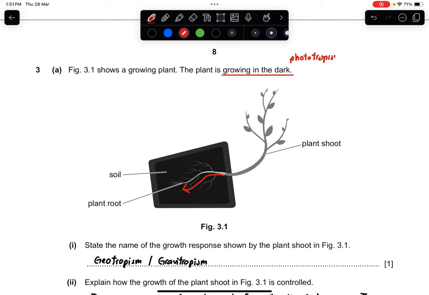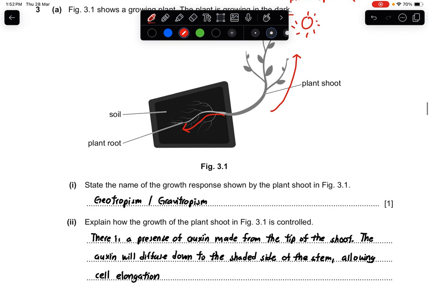phototropism is rejected. A lot of people never read the question on the top. They will imagine that there is a sun here, and it makes sense, the plant shoot is growing towards light. But now you see it's growing in the dark. So this is going towards gravity. So they say state the name of the growth response. Gravitropism or geotropism, both are accepted.